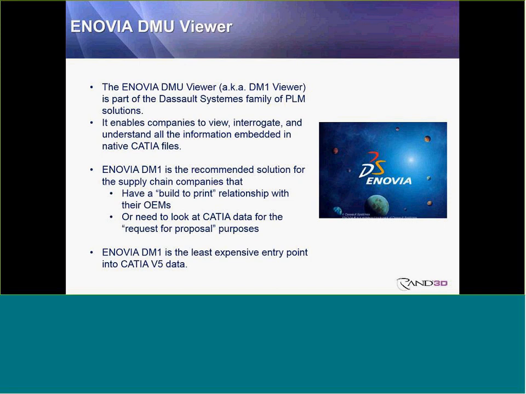And Inertia DM1 is the recommended solution for supply chain companies that have a build-to-print relationship with the OEMs, or need to look at CATIA data for request-for-proposal purposes. So instead of paying for a full-blown CATIA license, which is a lot more expensive, you just buy a view portion. This way you can interrogate and get all the necessary data from the files your supplier or your OEM will send you, and it's the least expensive entry point into CATIA V5 data.